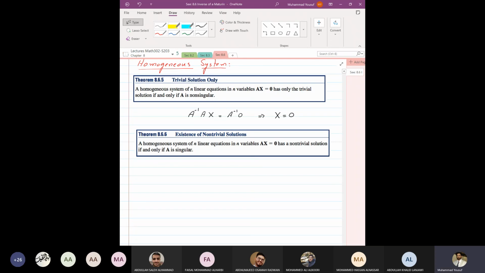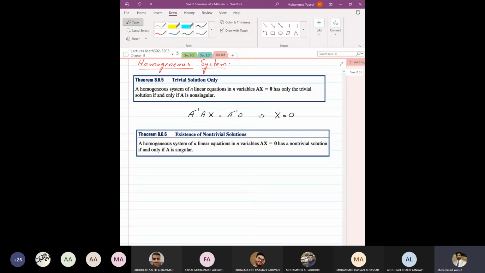Next question 15 up to 26. These questions are to find inverse using the row operations. I also show you how to find inverse using row operations. You can do this. Next questions, number 27 and 28 are to find the inverse of a product.